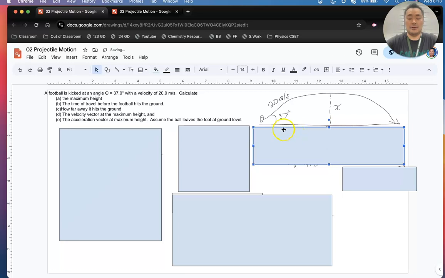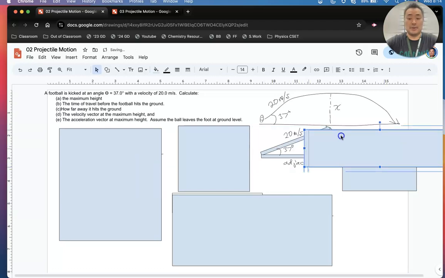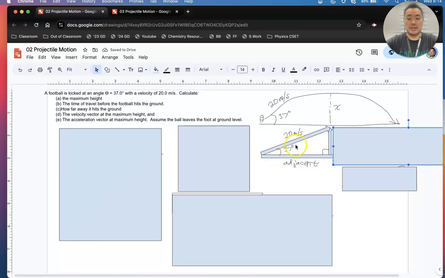And once you draw your diagram, you can start conceptualizing how it forms a triangle. The triangle is 20 meters per second for the hypotenuse. The angle is 37 degrees from the ground. The height of the trajectory is the 90-degree opposite, and the ground is the adjacent.